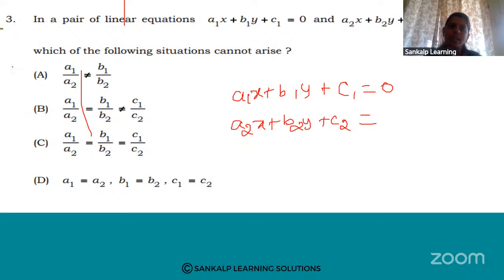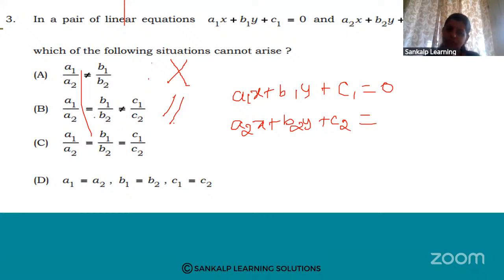So what they have asked here: in a pair of linear equations, which of the following situations cannot arise? Okay. A1 divided by A2 is not equal to B1 divided by B2. It arises when the lines are intersecting each other. It has a unique solution. Already we studied: A1 by A2 is equal to B1 by B2 but not equal to C1 by C2. In this condition, lines are parallel. This condition also arises in a pair of linear equations.